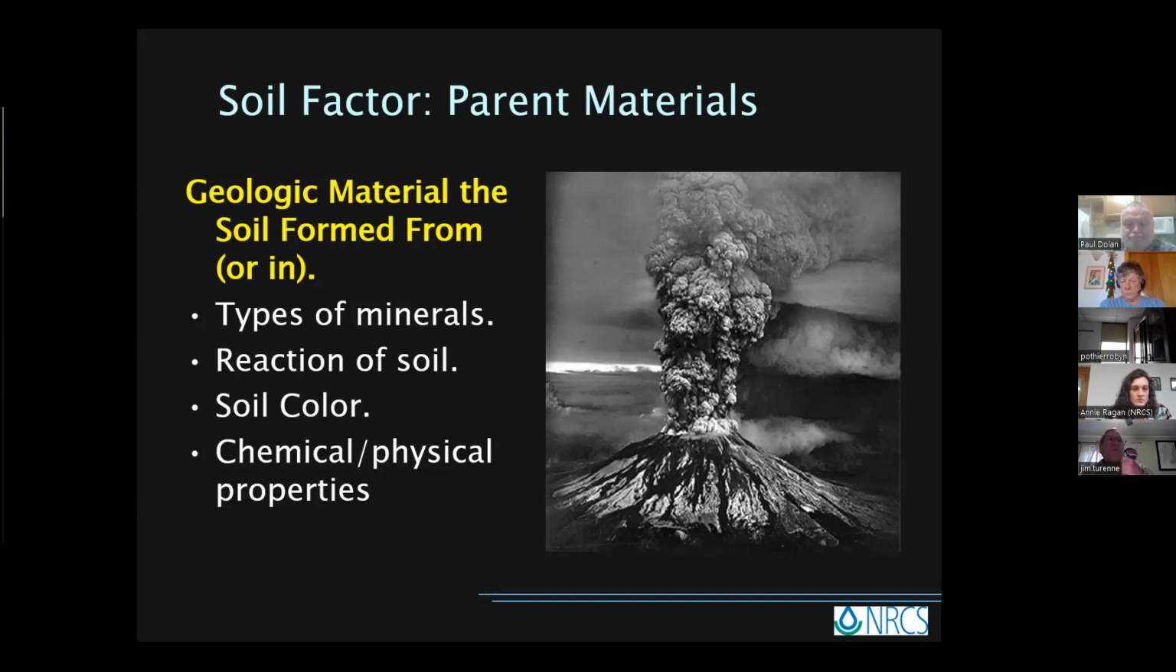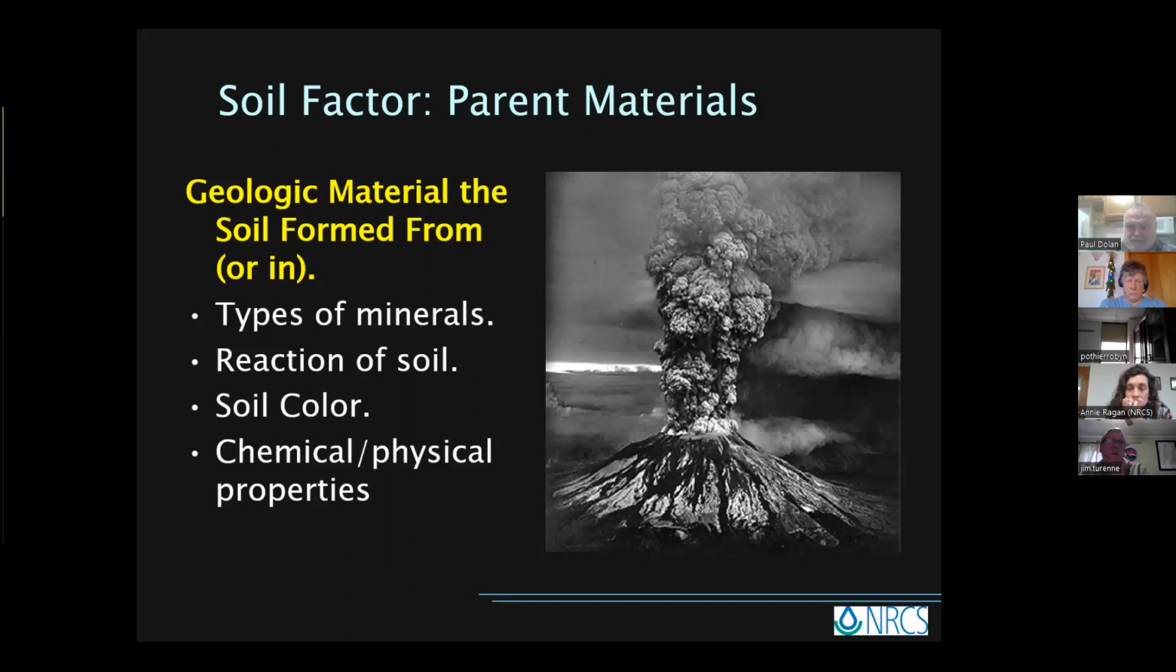Right. So the soil forming factor parent material is the geologic material the soil formed in, of which there are a lot of different types. What that determines in the soil are the types of minerals, either from the rock or from the expulsion of a volcano. Reaction of the soil: when we talk about reaction, we mean whether it's acidic or basic, the pH of the soil. The color: I mentioned that dark carboniferous color of the till from the Pequodnik soil. That was because the bedrock had dark color to begin with. And also a lot of the chemical and physical properties.